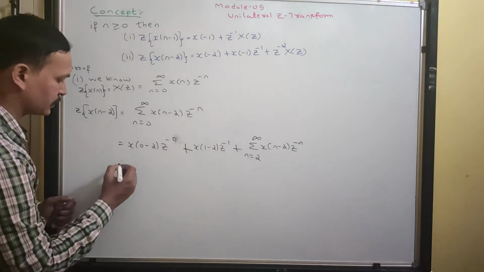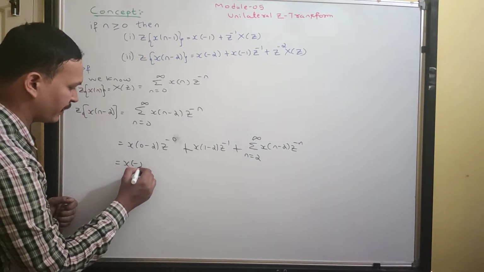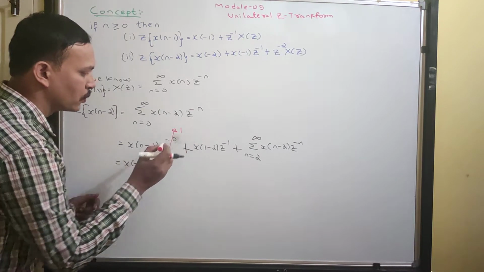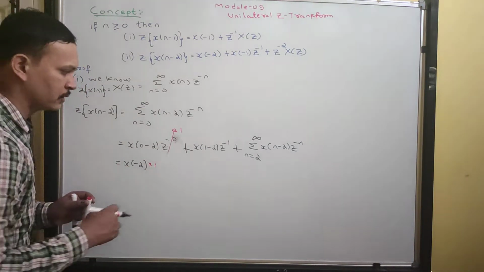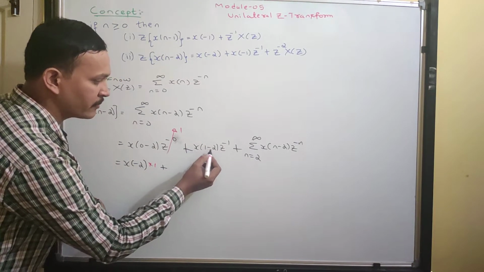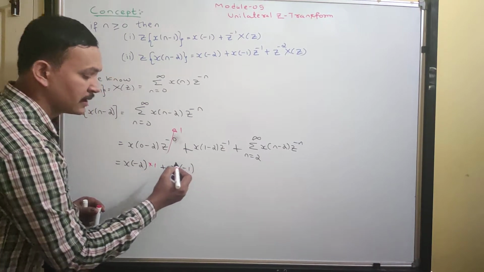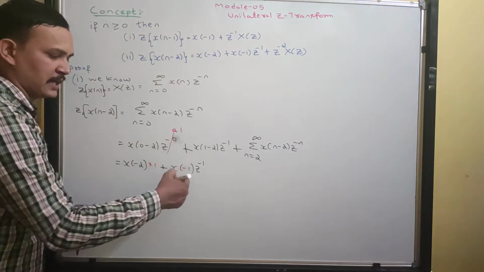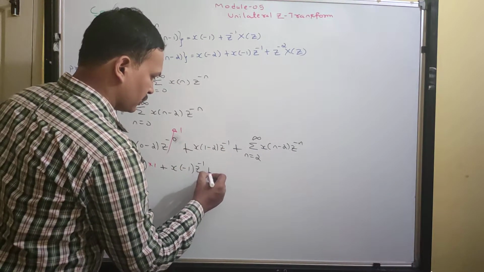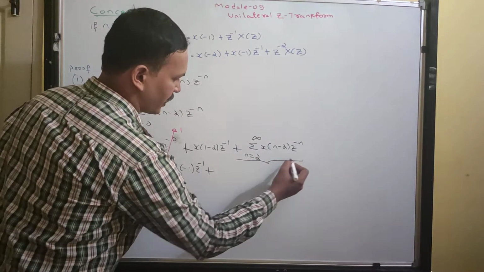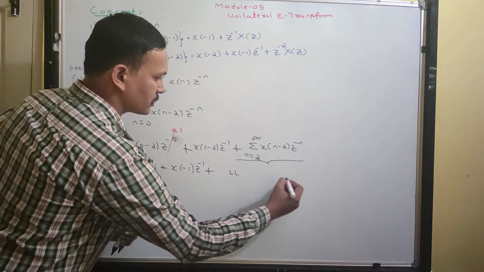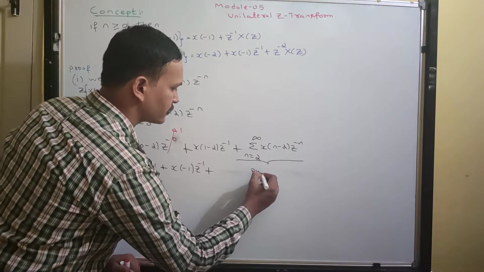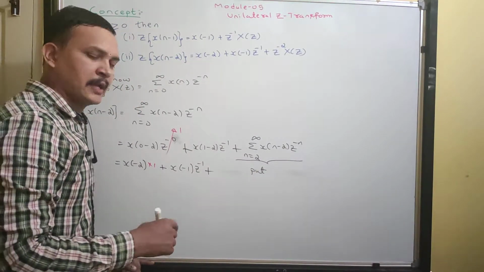So now 0 minus 2 becomes x of minus 2, z power minus 0, which gives 1, multiplied by 1. Then plus x of 1 minus 2. 1 minus 2 is minus 1, x of minus 1, z inverse you cannot modify, write that as it is. Next, in this second part, you split into lower limit and then upper limit. Follow the same procedure. What you did in the first case, do the same thing.